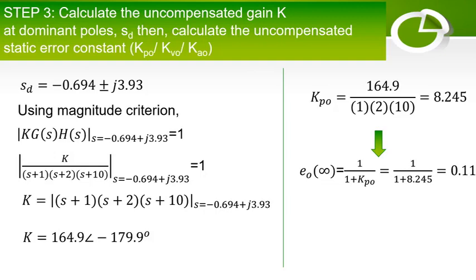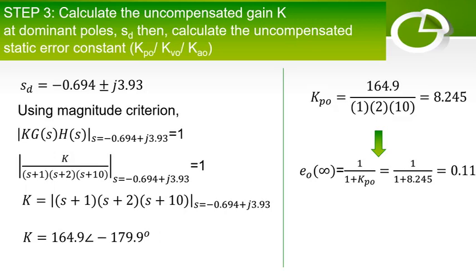Step 3 is to calculate the gain at the dominant poles, and once you have the K value, you can calculate the uncompensated static error constant value. From step 2, we have obtained the dominant pole value at this point, and using the magnitude criterion, you can find the value of K. If you calculate, you will get K equal to 164.9 angle minus 179.9 degrees. This angle value, which is almost 180 degrees, indicates that the design point is on the locus.